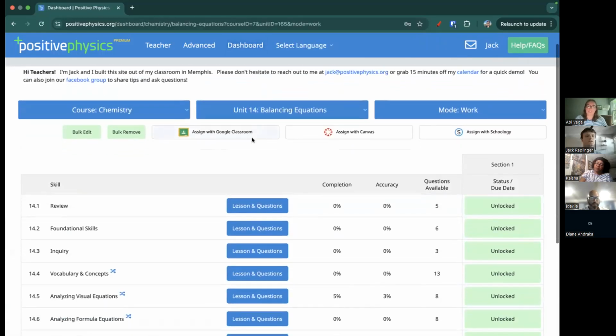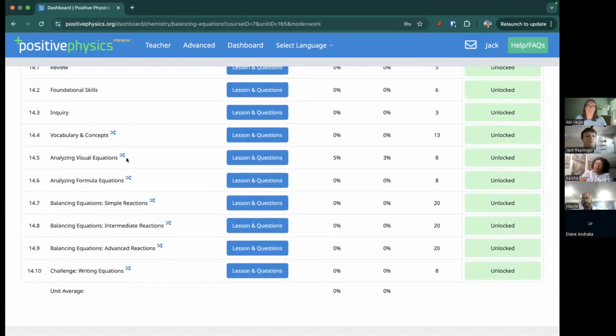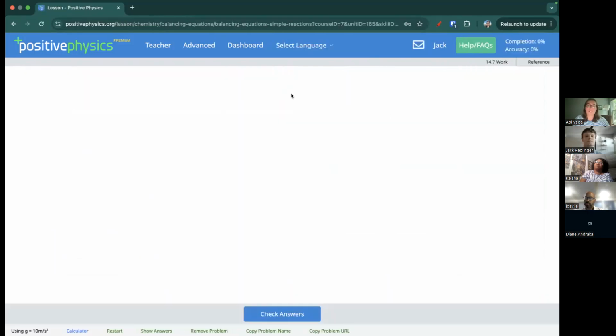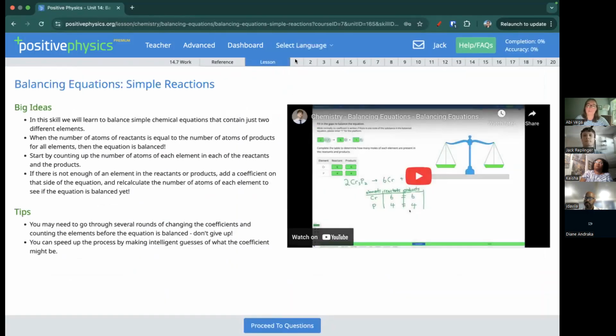And I'll just show you as well an example here of how we've broken down something into bite-sized pieces to help students get confident with the steps. So there they just had to analyze a visual equation. Then we have them analyzing a formula equation, and then we actually get into balancing whole equations. So I'll show you an example here.